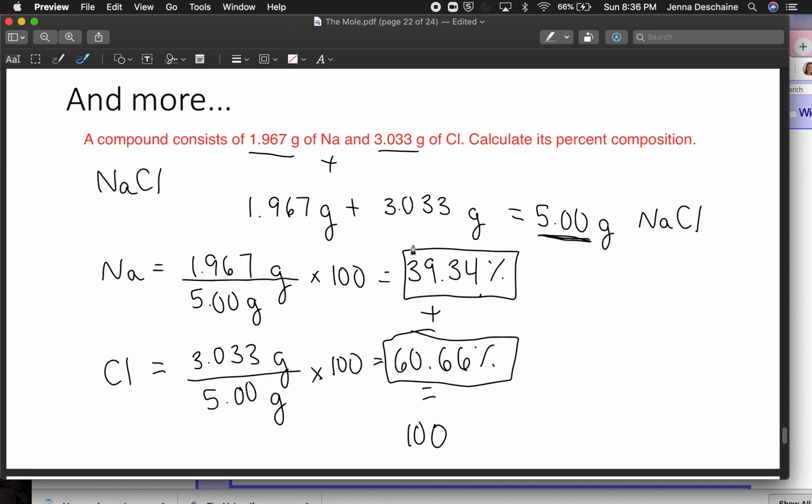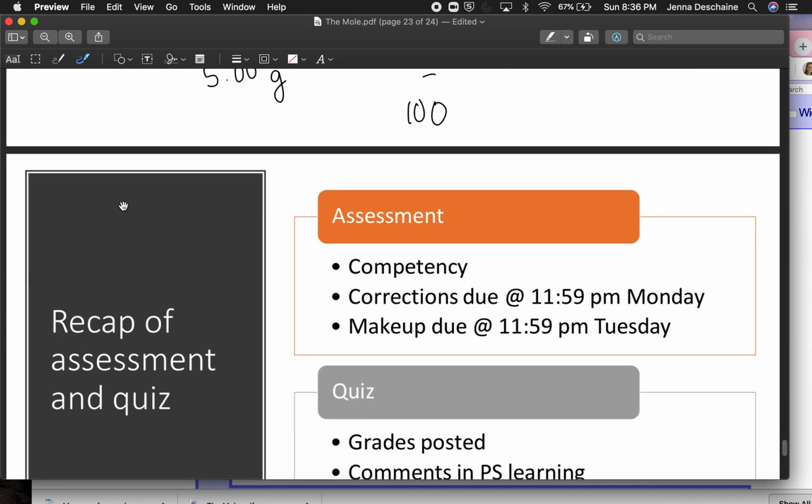Sometimes I might only ask you for the percent composition of one element or the other, but in this case, you need to do both. Okay? So that is going to kind of wrap up the content part of our lesson, but I just want to move on to a few housekeeping items, so please stick around. I'll try to make this as brief as possible.